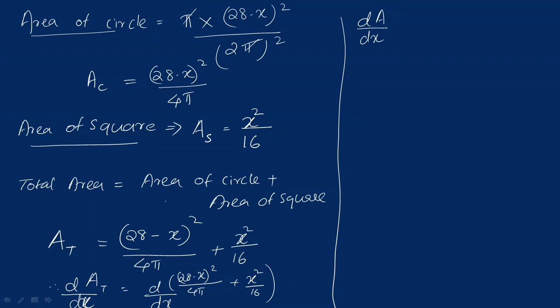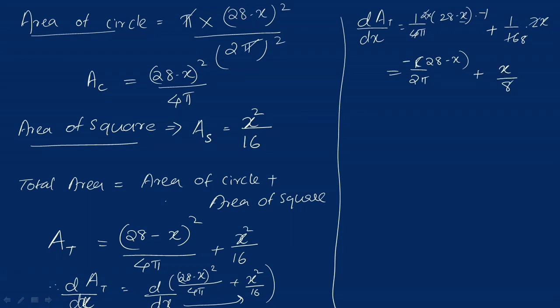First, d by dx of (28 minus x) whole square by 4 pi. Here 1 by 4 pi is a constant, so 1 by 4 pi into d by dx of (28 minus x) square, that is 2 into (28 minus x) into d by dx of minus x, that is minus 1, plus d by dx of x square by 16, that is 1 by 16 into d by dx of x square, that is 2x. Or we can write minus (28 minus x) by 2 pi plus x by 8, or by rearranging, x by 8 minus (28 minus x) by 2 pi. So that is dA by dx.